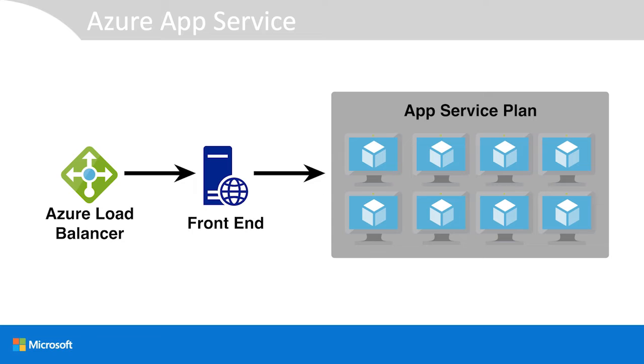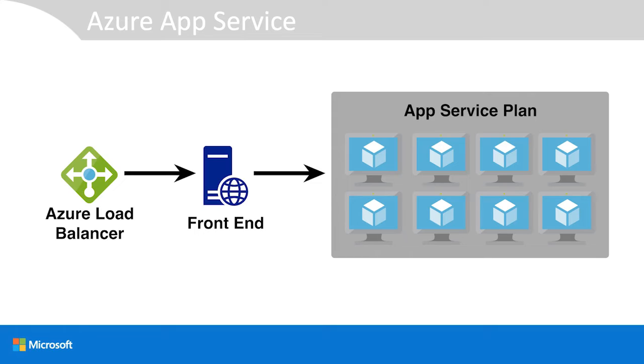The VMs that run App Service apps all run inside of an App Service plan, which is a logical container for one or more VMs that are running your app. You can actually have multiple apps running in the same app service plan, but when you do, all those apps will be running on the same VMs.